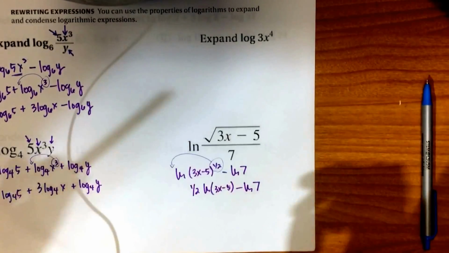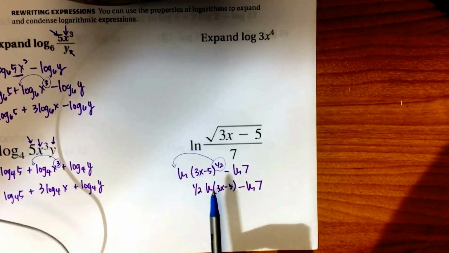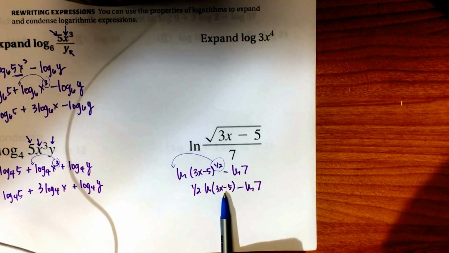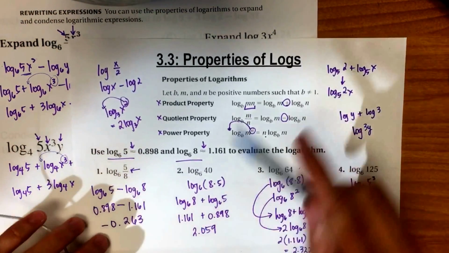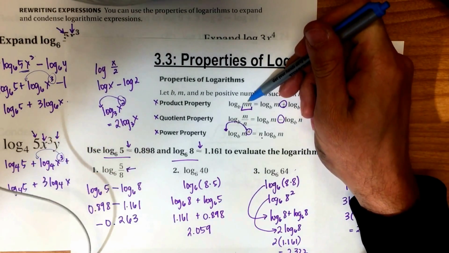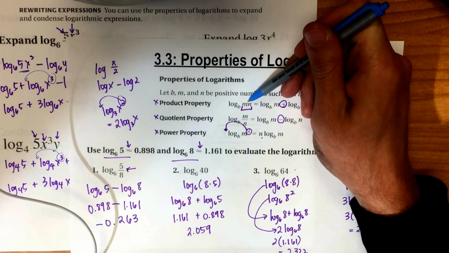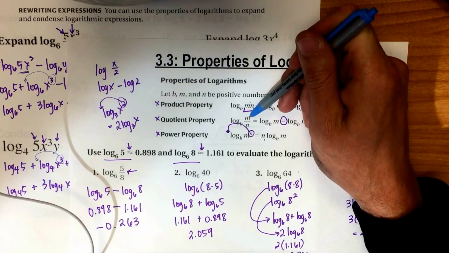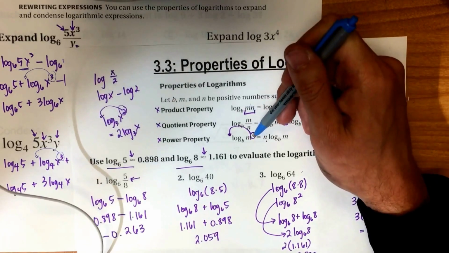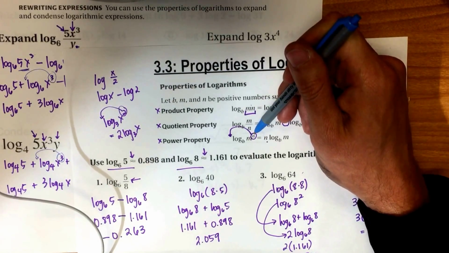Now, let's talk about this thing. You cannot split this apart. Notice in your log properties, in every one of the log properties, look at the inside of the log. There's no addition or subtraction going on the inside of the log.